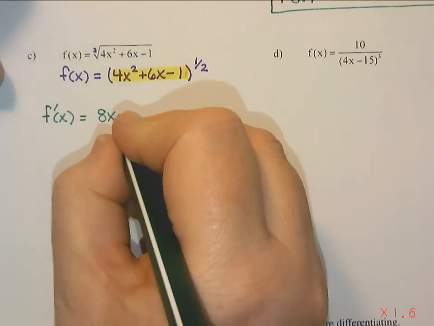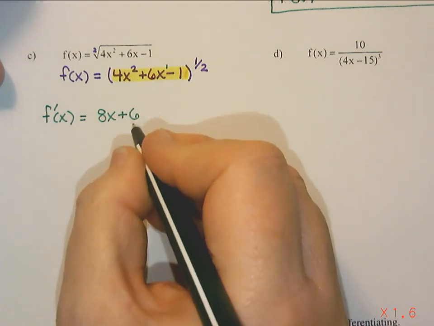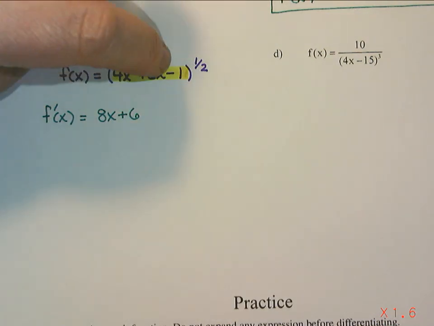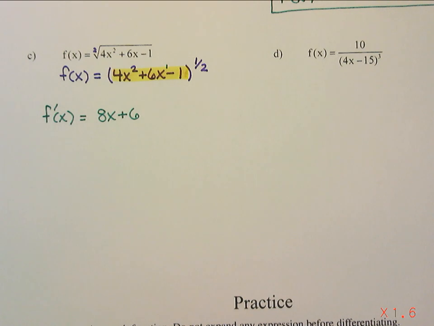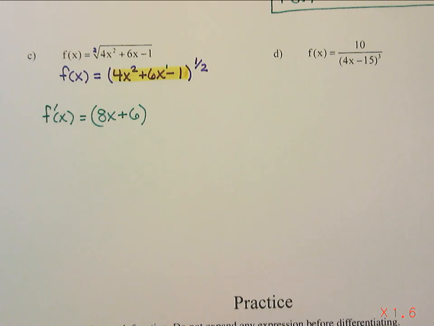6x, the derivative of 6x is 6, right? There's a secret exponent of 1. 1 times 6 is 6. And then if I take 1 off there, that's x to the 0. And then negative 1, a number, the derivative of a number is always just 0. So I have 8x plus 6, that's the derivative of what's inside the bracket.